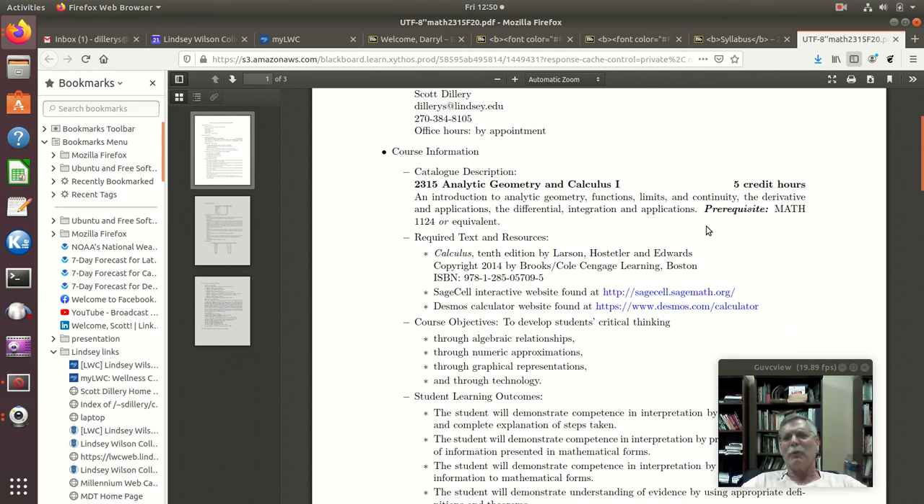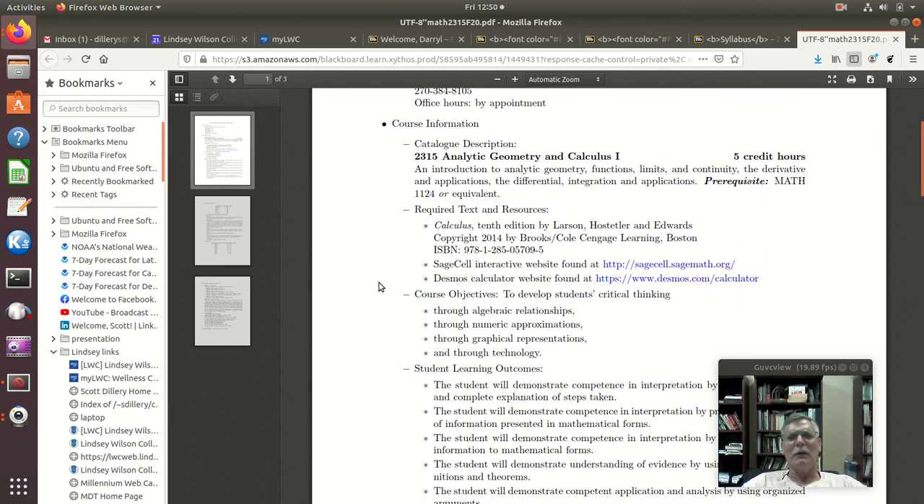So, course description, prerequisite, some sort of pre-calculus. You should know some trig before you take this course. Logarithms, I've seen those, that kind of thing. And required text, 10th edition of Calculus by Larson, Hostetler, and Edwards. We'll also, other resources, we'll use Sage Cell, we'll look at that in a minute, and Desmos Calculator, we'll use that. Very nice technologies for doing mathematics.